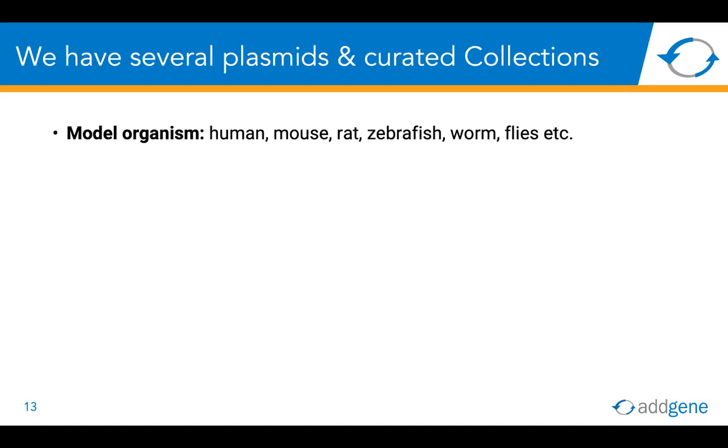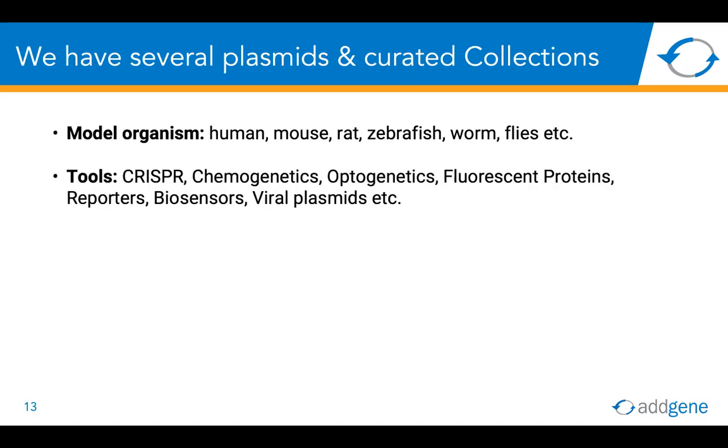So we have plasmids for studying human genes, for studying mouse, rat, zebrafish, C. elegans, fruit flies. And we also have plasmids that can be used for a wide variety of applications, like CRISPR, chemogenetics, optogenetics, fluorescent proteins, reporters, biosensors, viral plasmids, and more.